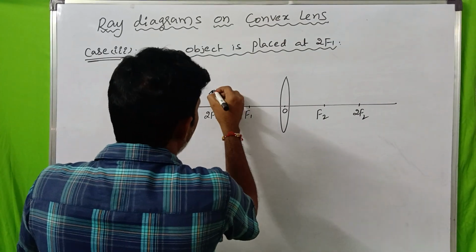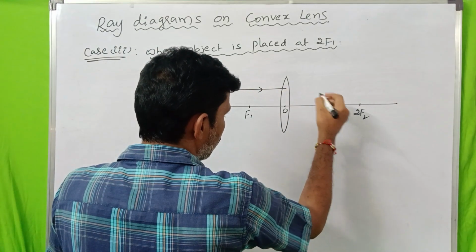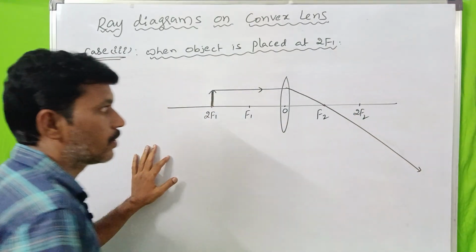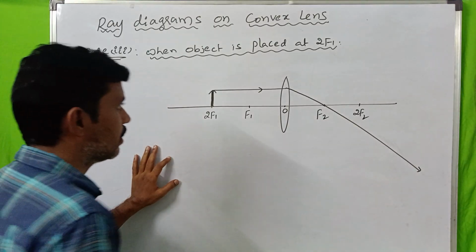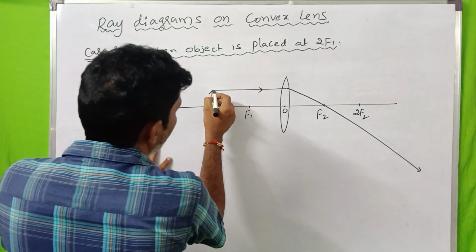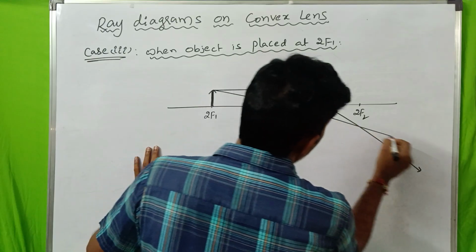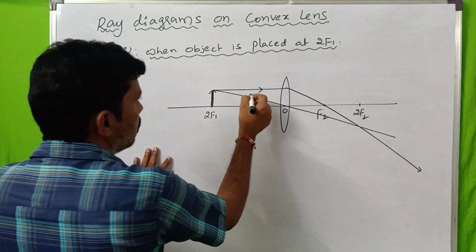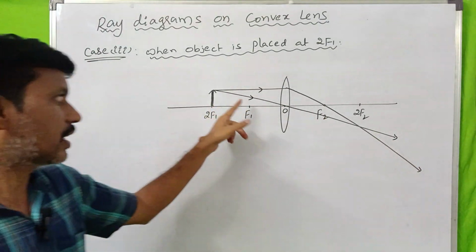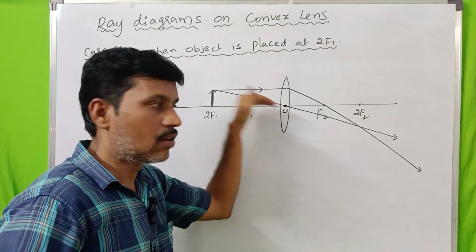Now the first ray should be parallel as usual. After refraction, it passes through the focus point. You can draw the line like this. Second ray: it passes through the optic center, so we can draw it undeviated. This is the second refracted ray. After refraction, it is undeviated because it is passing through the optic center.